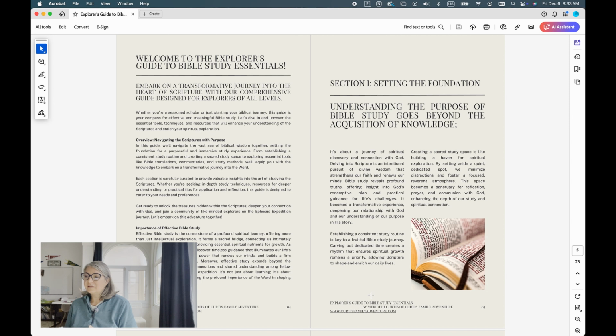So, section one, setting the foundation, just goes into understanding the purpose of Bible study. Bible study is not about just gaining knowledge, but it's about a relationship with the creator of the universe. It is about entering into the dialogue, into the story of humanity and God's love for humanity. So we don't want to read the Bible simply for academic knowledge or a historical understanding. It is all of that, but it's so much more. This is a living and active Word of God that we can read as a dialogue with the creator of the universe.